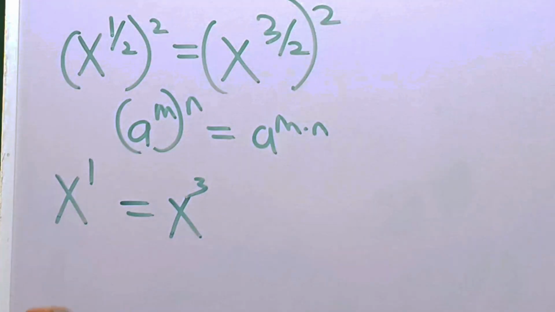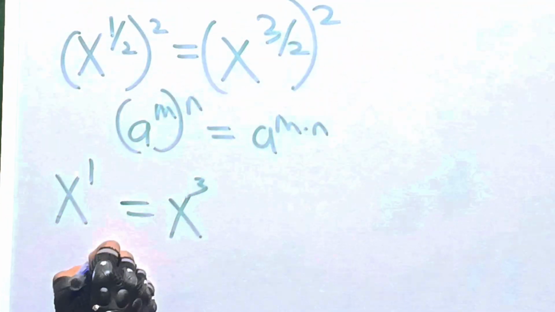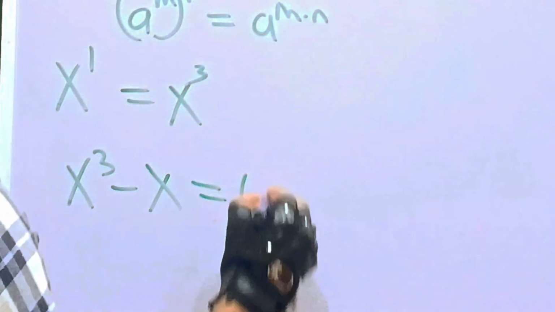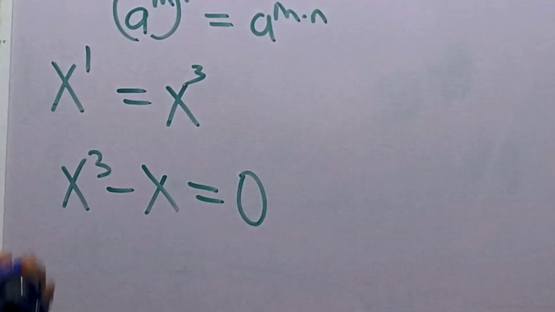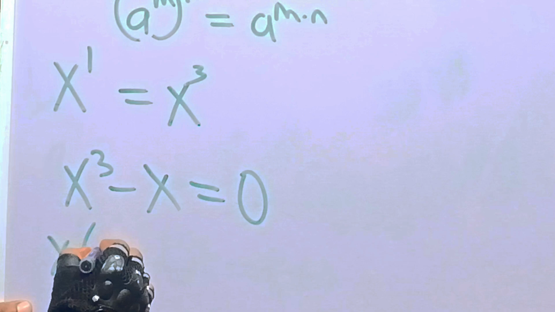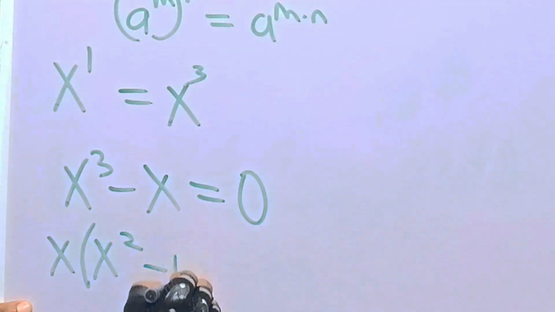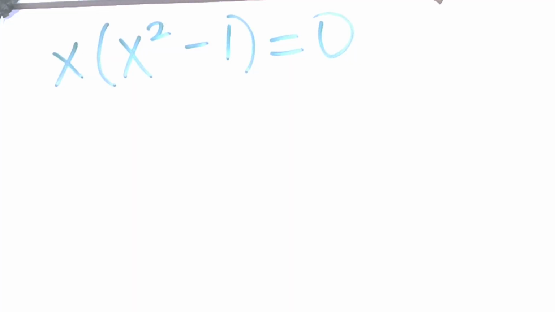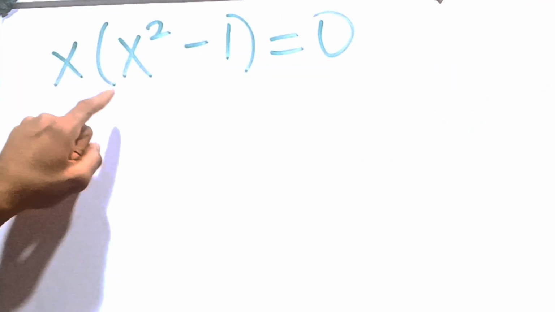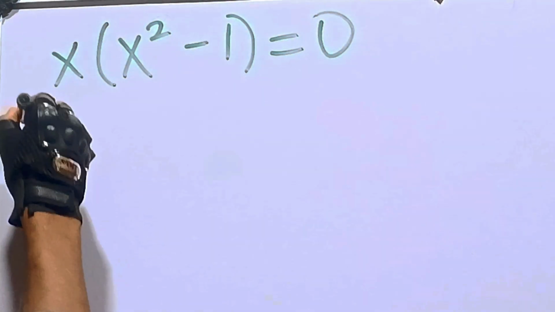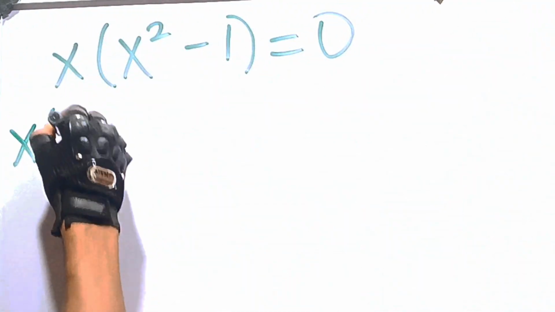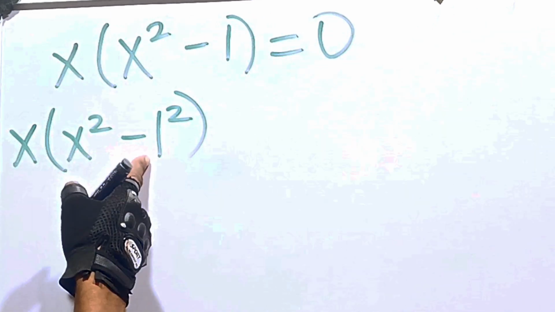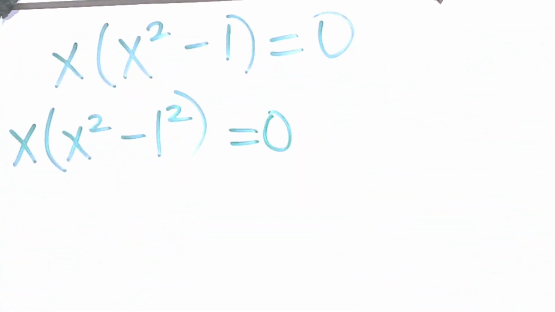Now, moving on from here, we can say that this is x cubed minus x raised to power 1, which is x, equal to 0. Let's factor out x, so we have x into x squared minus 1 equal to 0. Now, 1 is something like 1 squared, so we can express this as x squared minus 1 squared, and this is equal to 0.